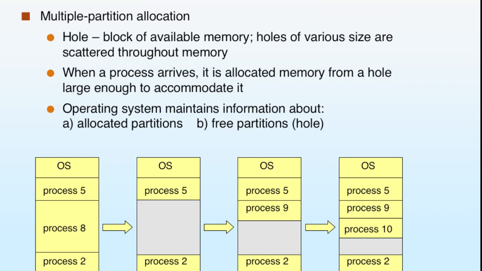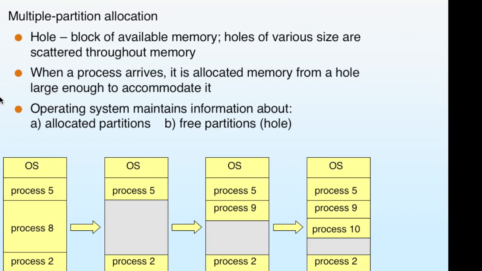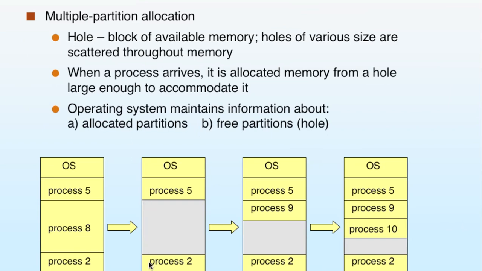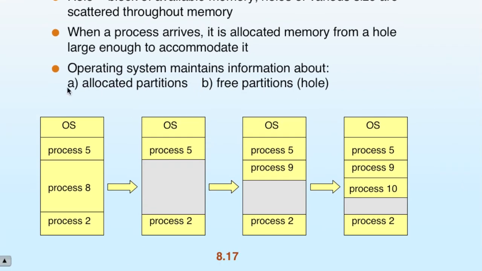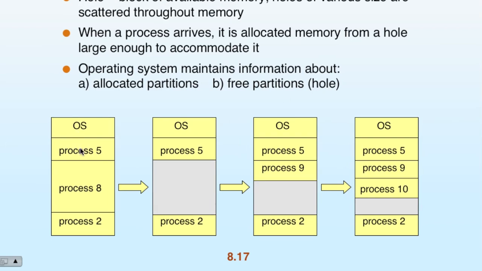So when a process arrives, it is allocated memory from a hole large enough to accommodate it. The operating system maintains information about the allocated partitions and then the free partitions, or the holes. So here we have an example of an operating system, process 5. Process 5 always stayed in. We had process 8 that came in. It was a little bigger than 5. We had 2 come in.